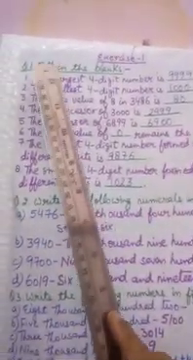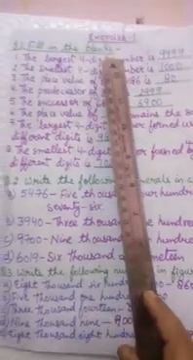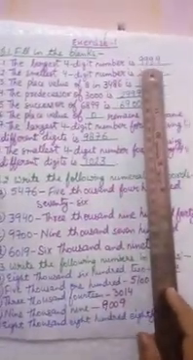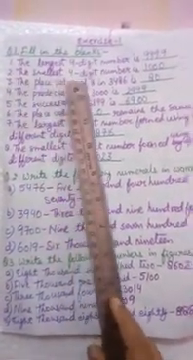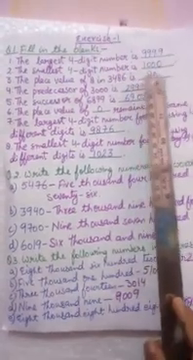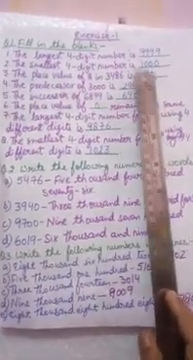Okay children, then there is your exercise. Now we will do the exercise. The first question is fill in the blanks. The largest 4-digit number is 4 times 9, means 9999. Second, the smallest 4-digit number is 1 and 3 zeros, means 1000.